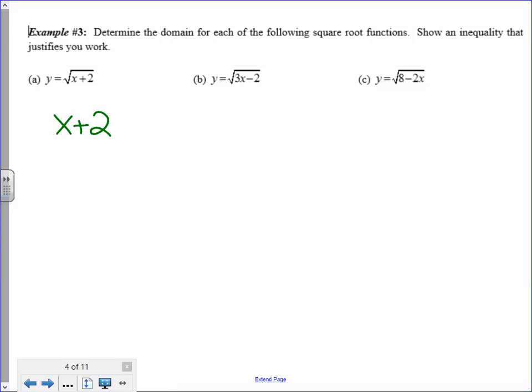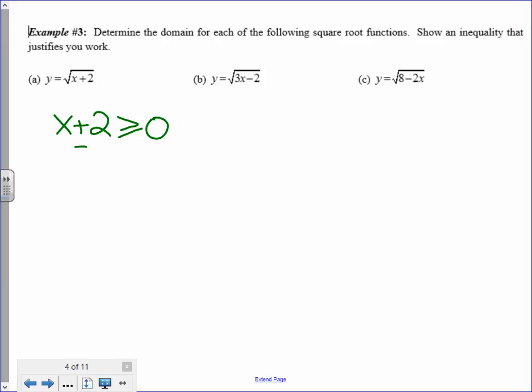I said not equal to 0, but close. Greater than or equal to 0. Because I'm saying the number, what x plus 2 represents, has to be bigger than 0, meaning if I look at the number line, numbers bigger than 0 are positive, or equal to 0, because I can take the square root of 0. So now I solved this inequality.